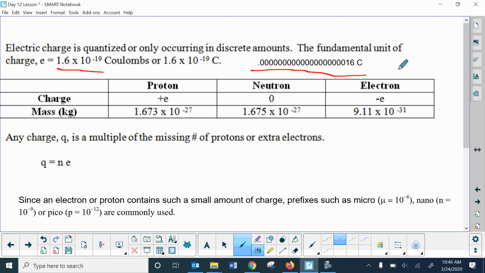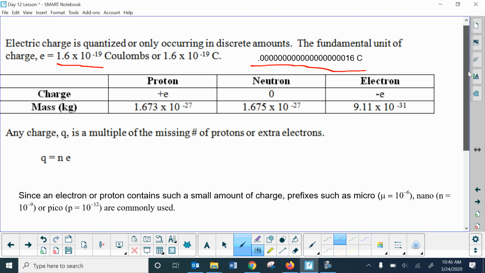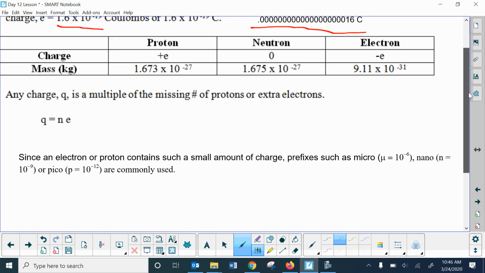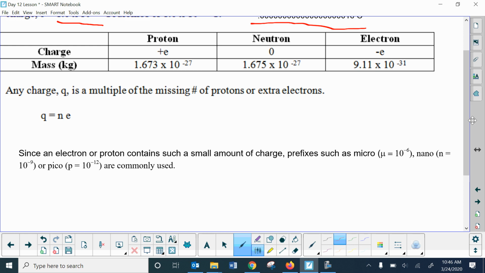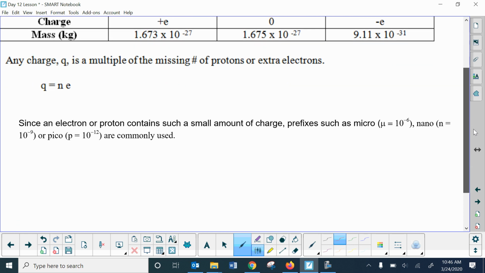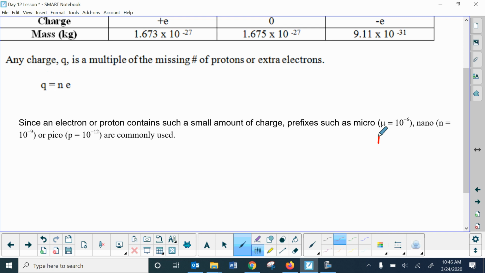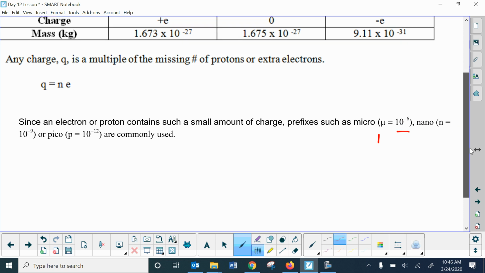So it's a really small amount of charge, and that's because an electron is a really small particle, and so is a proton. So don't worry about this equation too much. But sometimes you'll be given prefixes like micro or pico or nano for a charge, and just like converting kilometers to meters, you would do the same kind of thing, except you have different prefixes, and that's what those prefixes stand for.